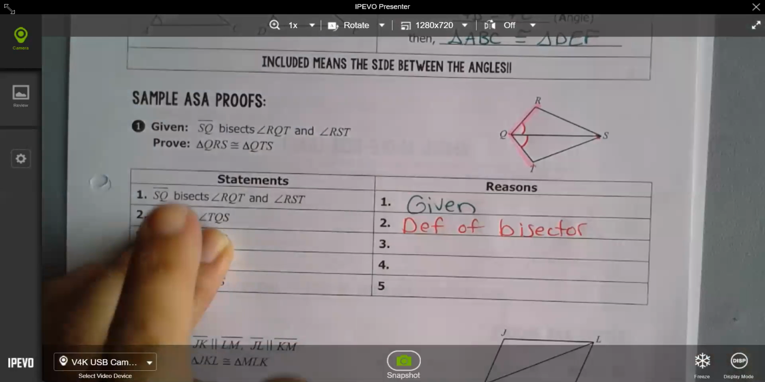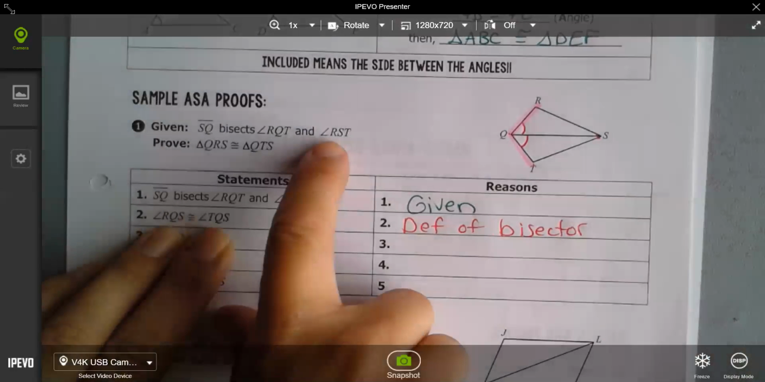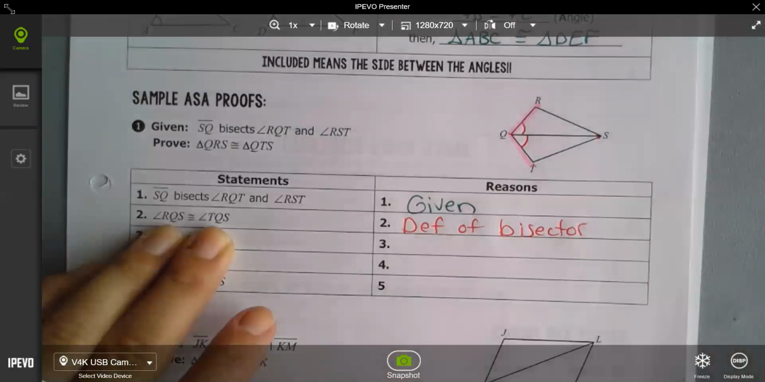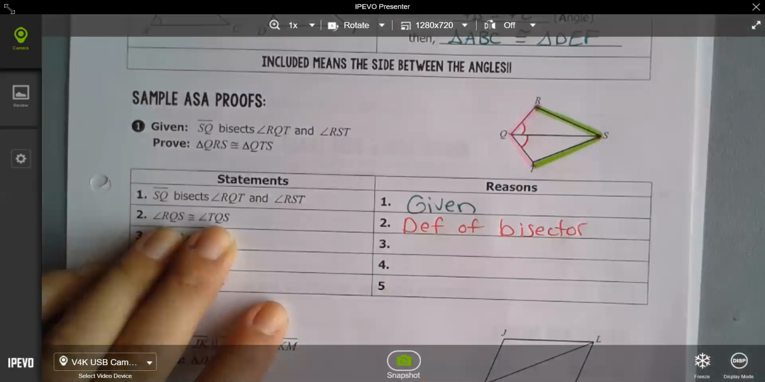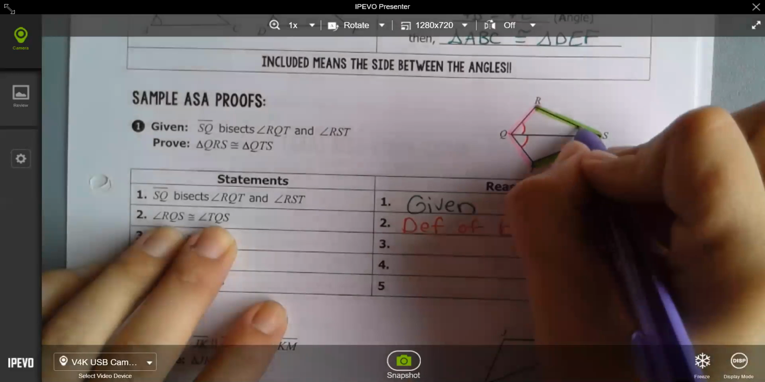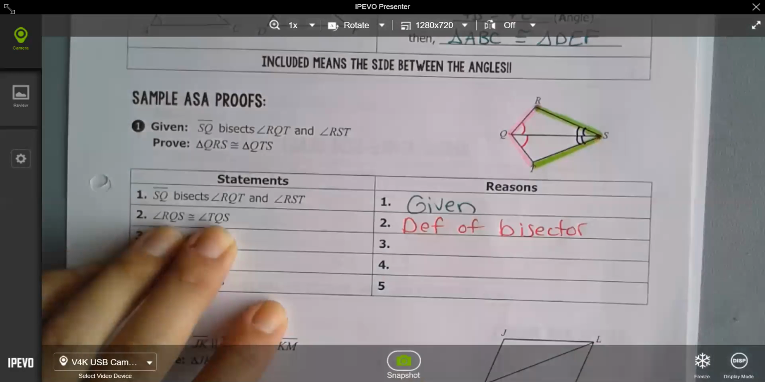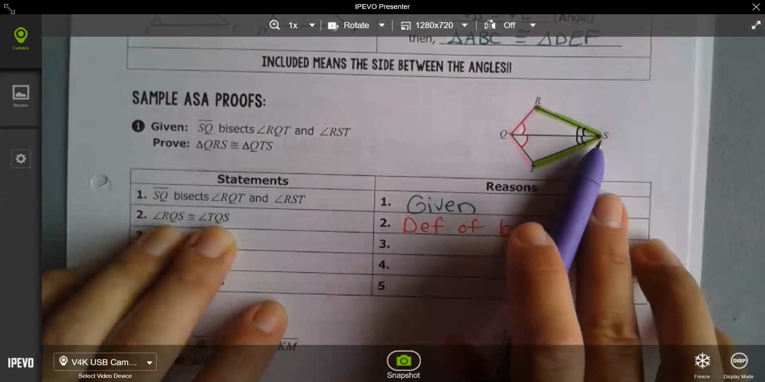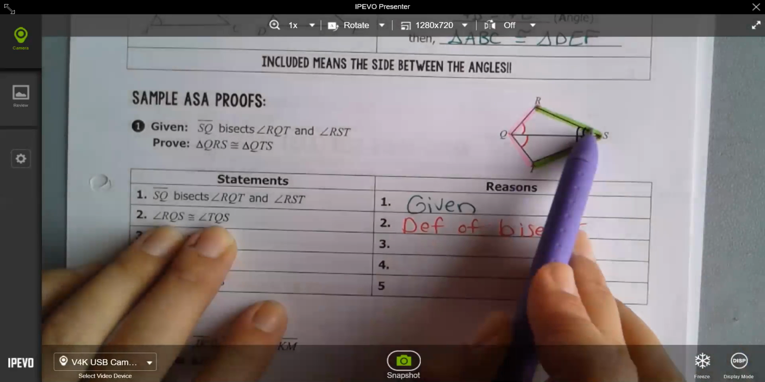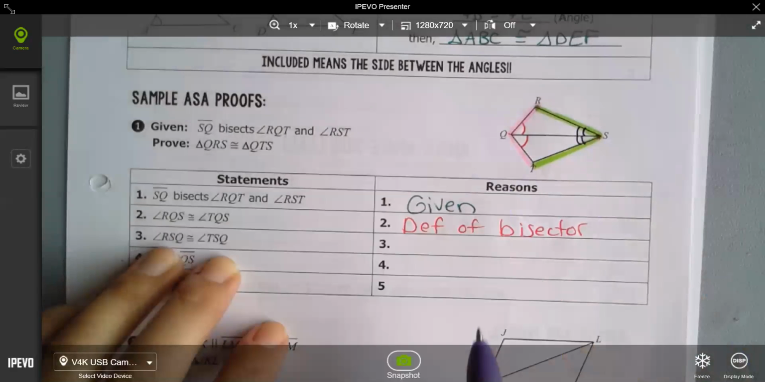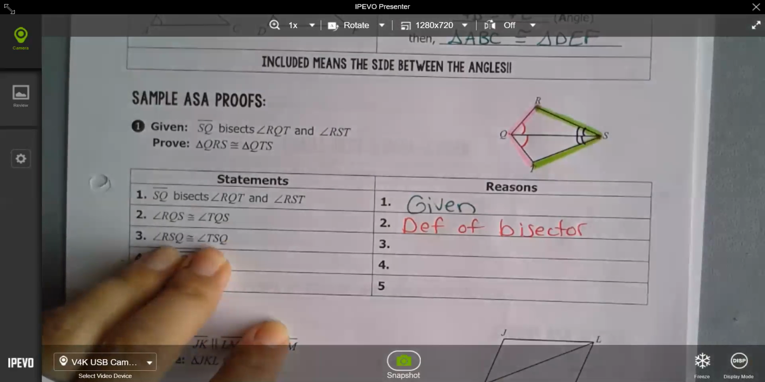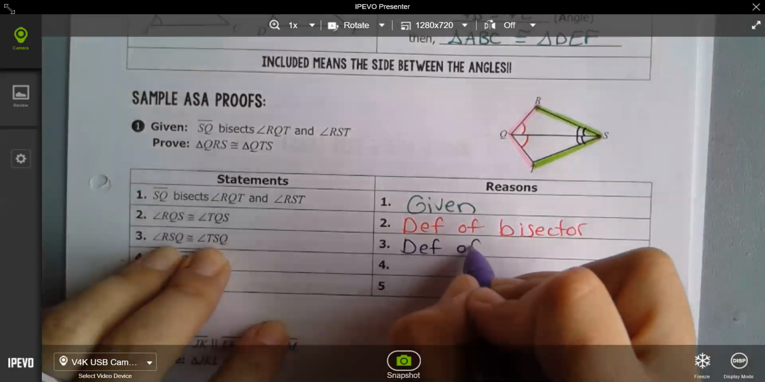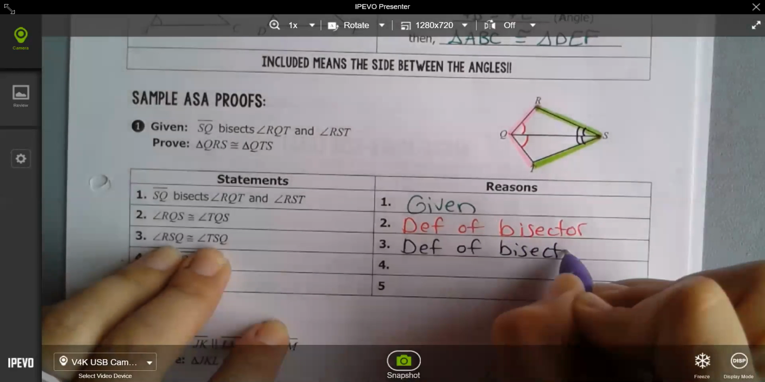Also, it says that SQ is a bisector of RST. So here's angle RST. And if it's bisecting, that means it's creating 2 equal angles. I can't call them angle S, I have to call it angle RSQ, that's that one, and angle TSQ, that's that one. Same reason, we know the definition of an angle bisector.